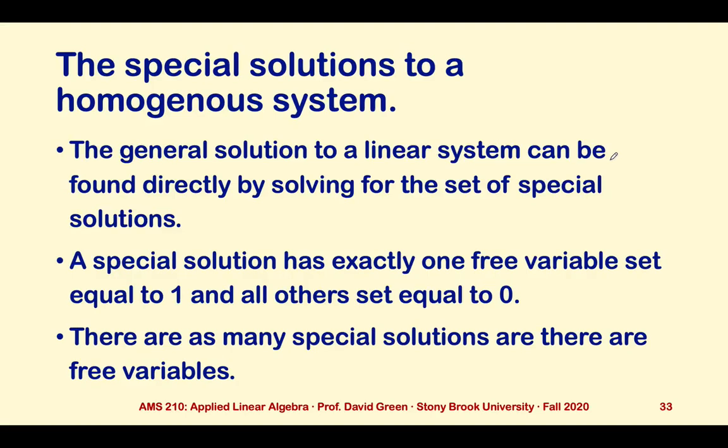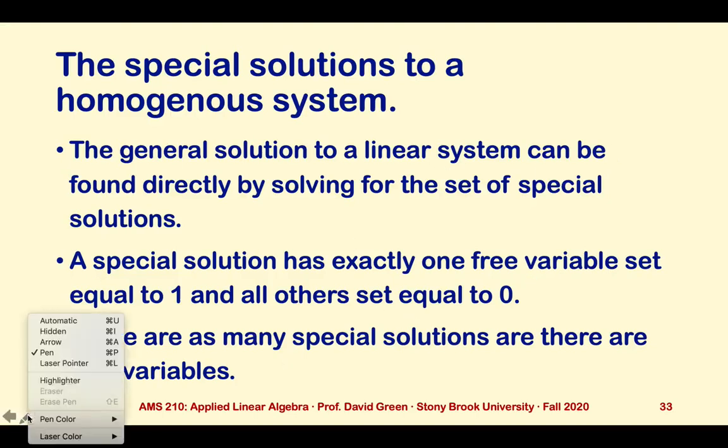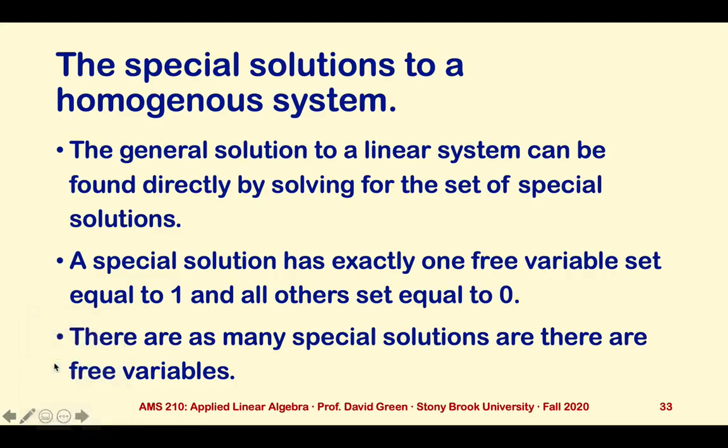We found that result simply by finding our general solution in the normal way and then factoring out our parameters to find this linear combination form. We can also find this representation of a general solution more directly by solving for something that we call the special solutions to a homogeneous system.